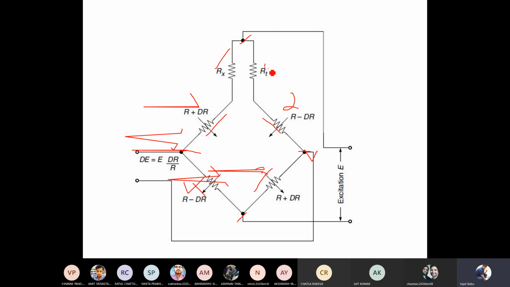Okay. So normally RX is an unknown resistor here.